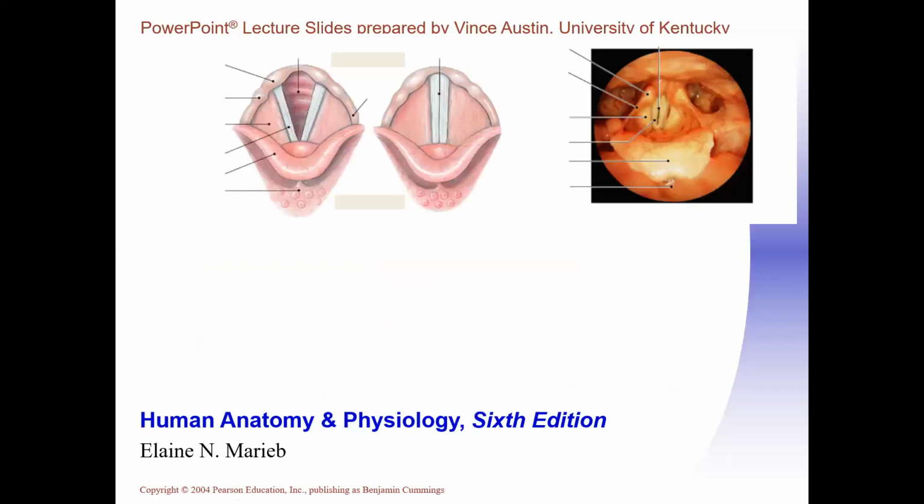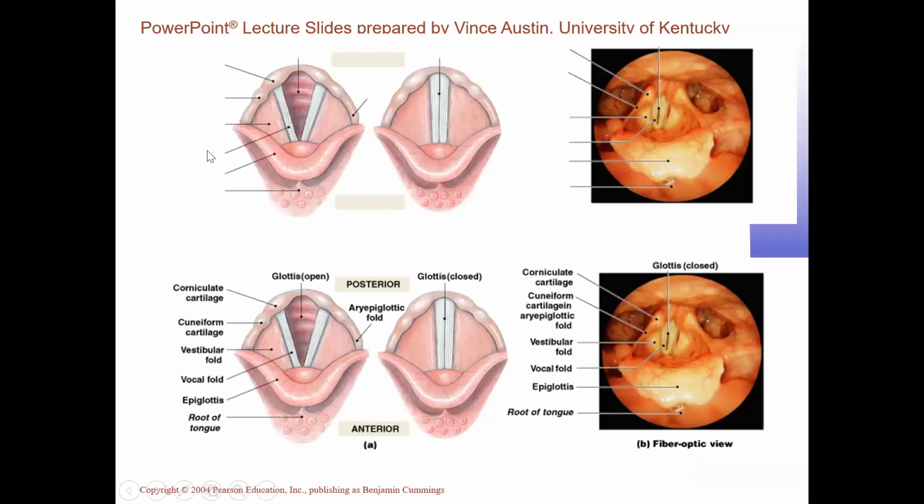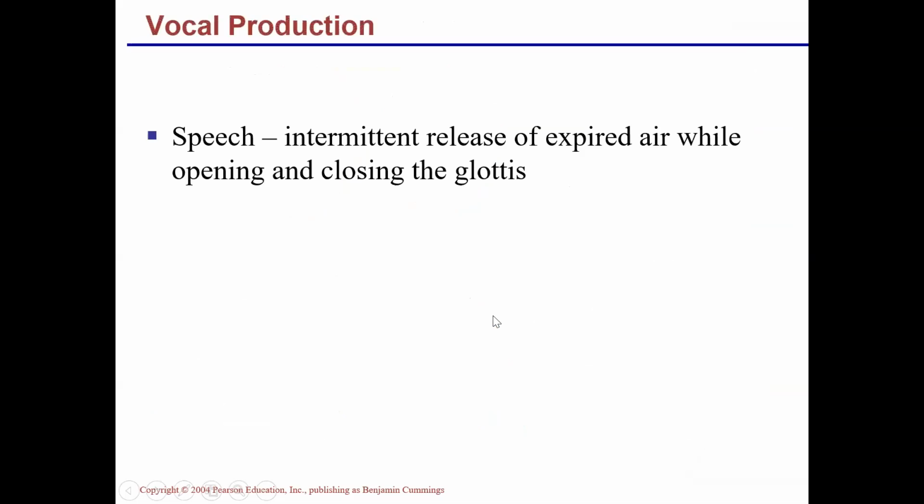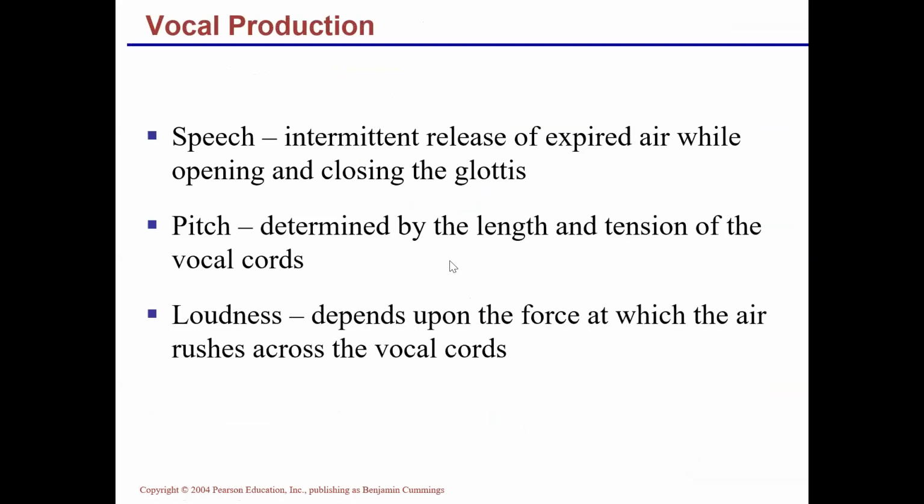For this part, I'm going to ask you to use your book picture to review the structures, and then you should be able to label these structures from a picture. When you produce a voice, there's a pitch and a loudness. Remember I said that is determined by how wide the glottis opens and also the tension of the vocal cord. So you can make different sounds.